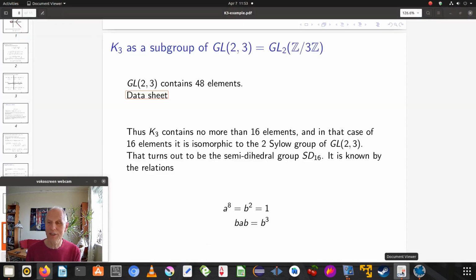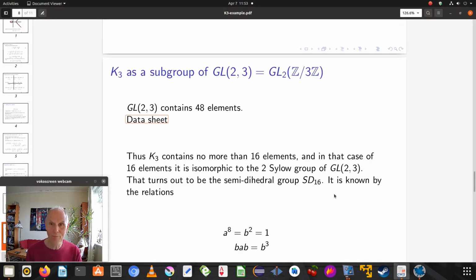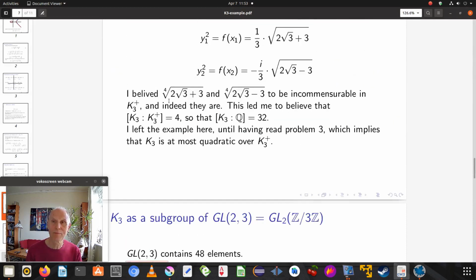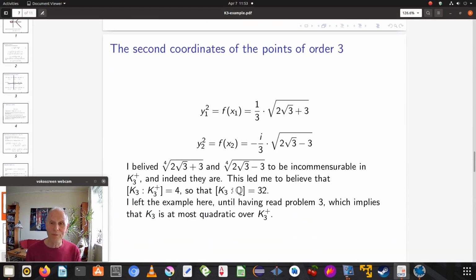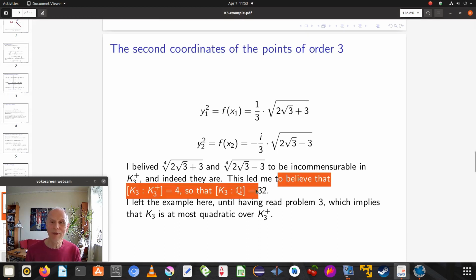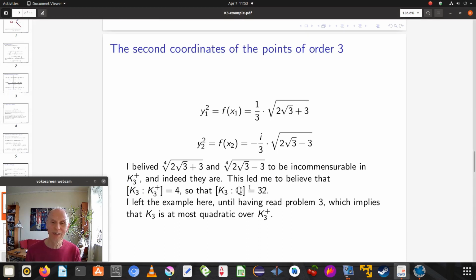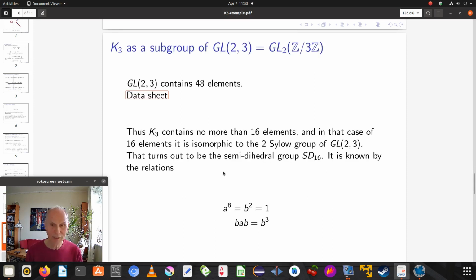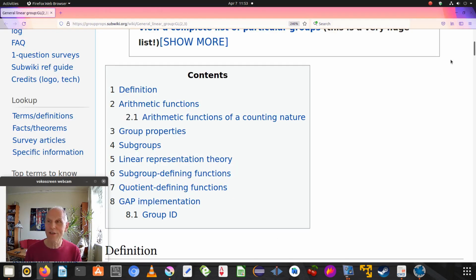So you see, this is impossible. It has to be at most 16, and it has to be 16, of course. And that means that the Galois group of K3 over Q is isomorphic to the Sylow 2-subgroup of GL(2,3). So that's why we needed it. So let's see what they are.